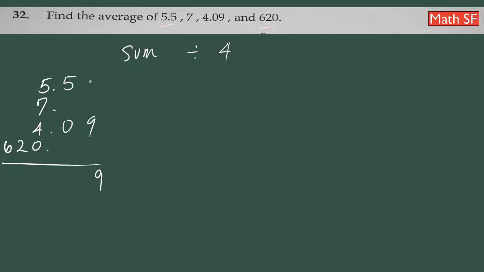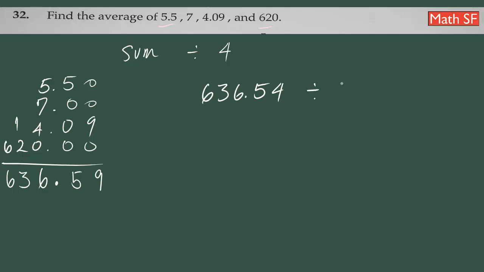Oh, this space you can fill with zeros. 9, 5. We keep our same decimal point, right? Because these must be aligned. 5 plus 7 is 12, plus 4 is 16. Carry a 1. 1 plus 2 is 3, and 6. Therefore, the sum is going to be 636.54. Now, I must divide that by 4.